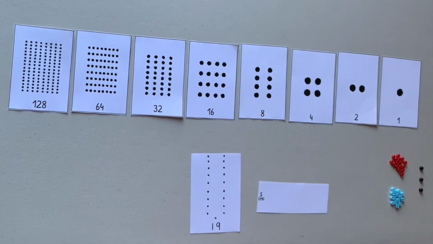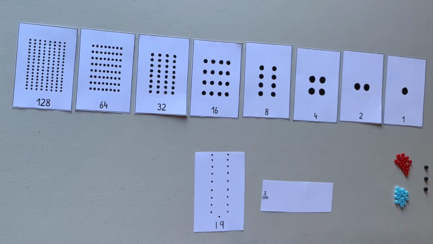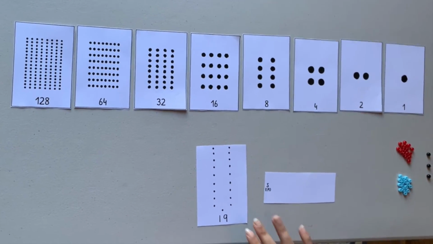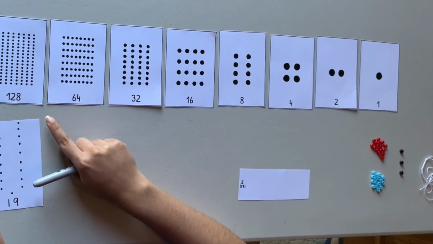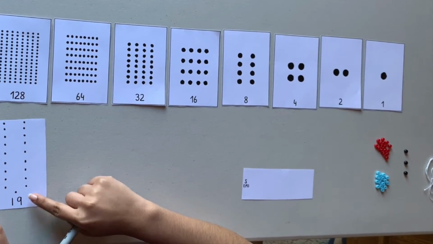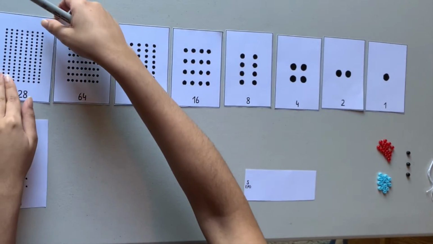So we're going to use the same process to convert S, which is 19, into a binary number. So let's start from the left. Is 128 less than or equal to 19? No, so we have to flip this 128 over.